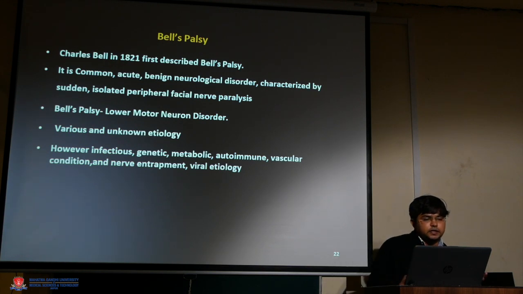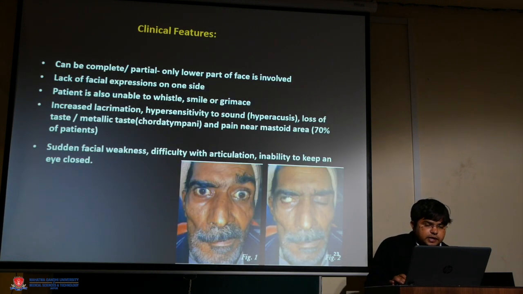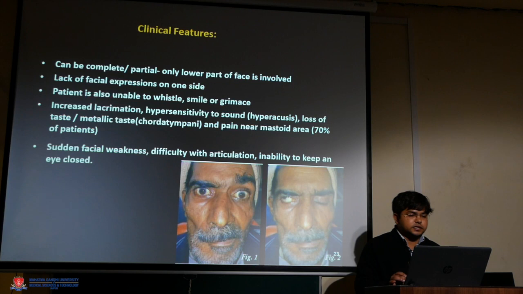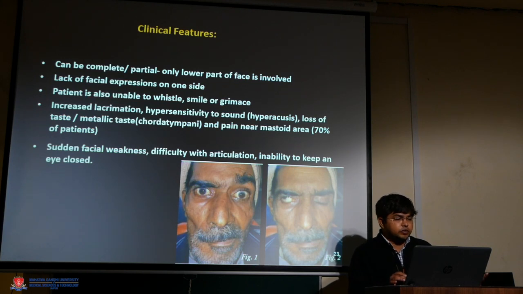The etiology is various and unknown, and includes infectious, genetic, metabolic, autoimmune, vascular conditions, nerve entrapment, and viral etiology. The clinical features of Bell's palsy can be complete or partial. Only the lower part of the face is involved. There is lack of facial expression on one side. The patient is also unable to whistle or smile, and has increased lacrimation, hypersensitivity to sound, loss of taste, metallic taste, and pain near the mastoid region. There is sudden facial weakness, difficulty with articulation, and inability to keep the eye closed.